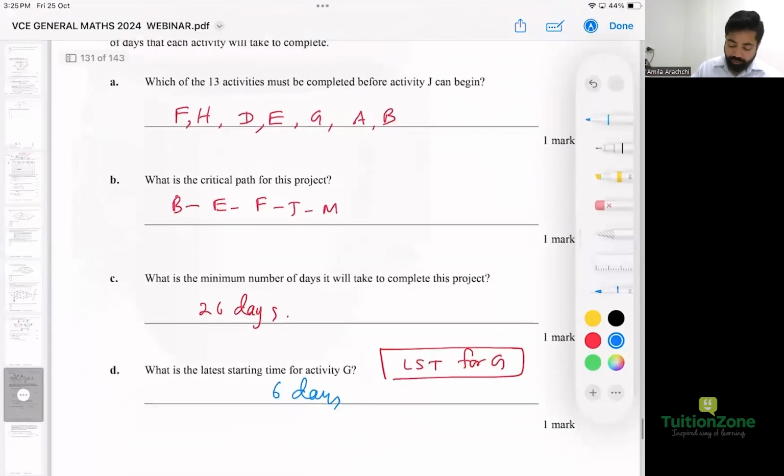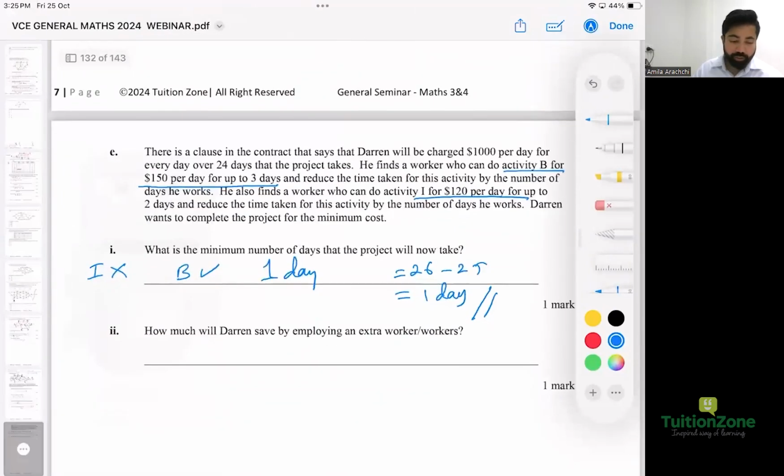Cool. So that's done. There's another section. Can you read the part 2? How much will Darren save by employing an extra worker or workers? How much will he save? There's some description on the top. Just read clearly. It says about $1,000.